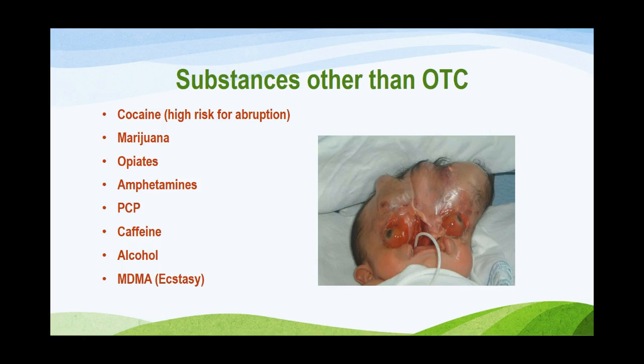Marijuana, opiates, amphetamines, PCP, caffeine, alcohol, and ecstasy all are a list of substances that we see frequently. Now we're tending to see a lot of heroin addicts, and especially different types of narcotics like Percocet, and those type of drugs.